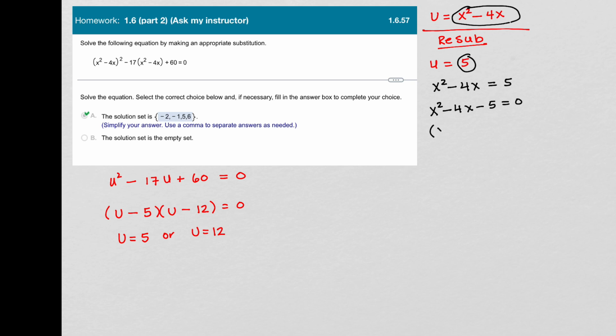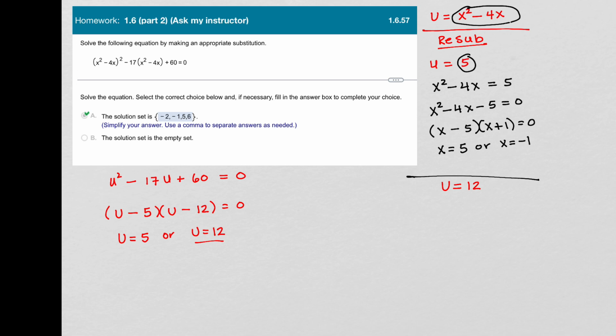And then I can factor, and let's see, this will be (x minus 5)(x plus 1) equals 0, and I get x equals 5 or x equals negative 1. And I can check those in the original equation. Next, I'm going to say u could equal 12, and follow that same procedure.